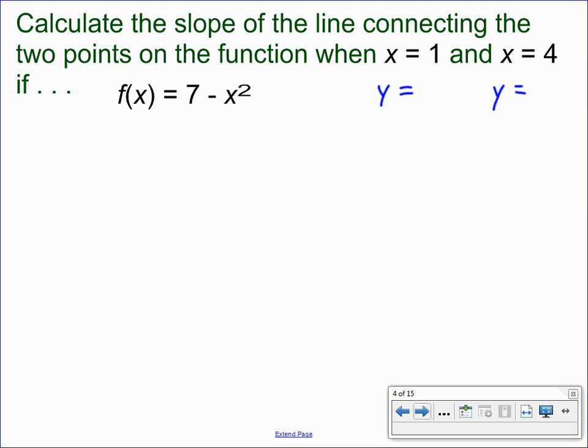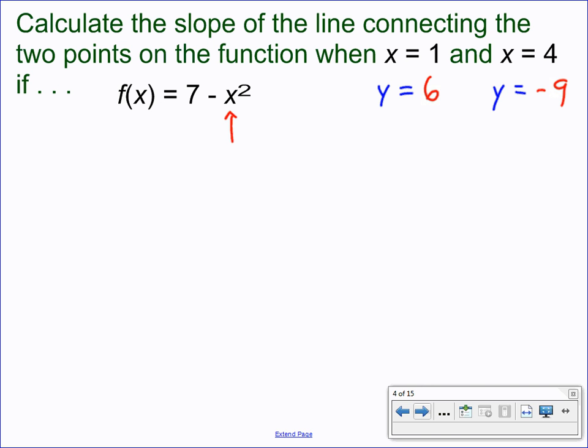So first, I better figure out the points on the function. When x is 1, it appears as though y is given by 7 minus 1 squared, which is 7 minus 1, is 6, so I'm getting 6. And at the point when x equals 4, it appears y is given by 4 squared is 16, 7 minus 16 is -9. Did I do that correctly? -9? Awesome.